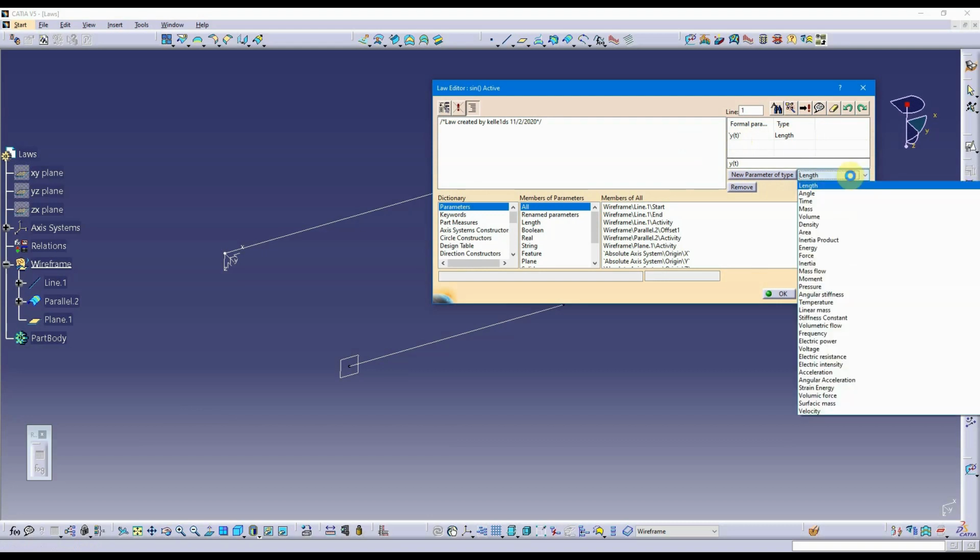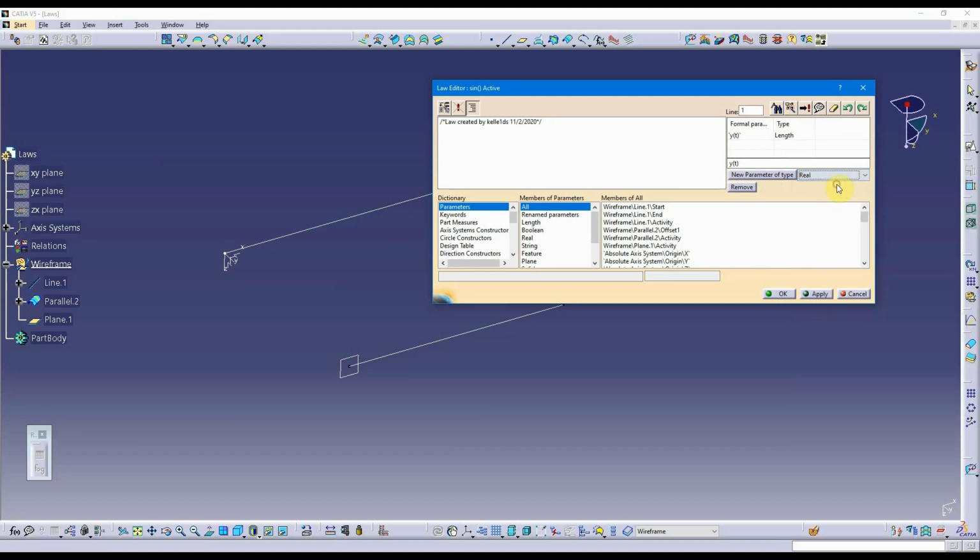Next, I'm going to create a formal parameter that is of type real. It's going to be a real number. I'm just going to call this one t. So I've got two formal parameters. One is a length value, one is a real number.